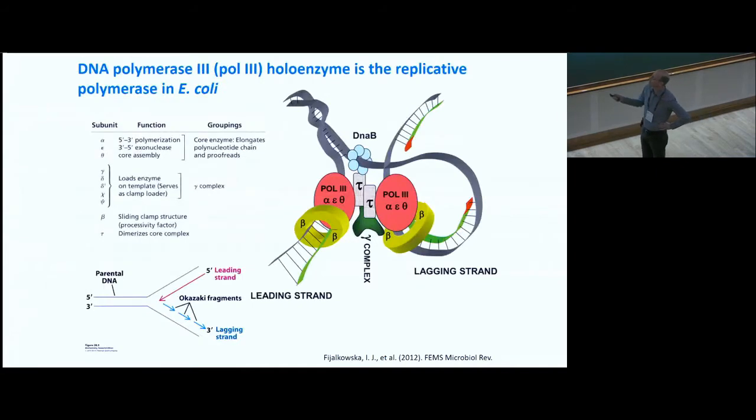Okay, so why is it so complicated? Because during replication you have 2 strands, and the polymerase can only move along the strands in one direction to replicate the DNA. And so that's called the leading strand, that is what happens. And on the lagging strand, you have to form this big loop.